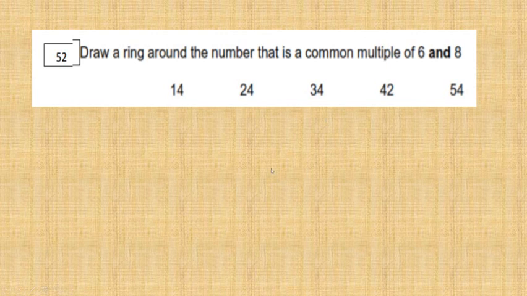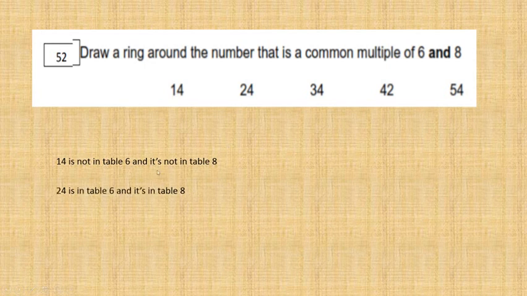The next question is: draw a ring around the number that is a common multiple of both 6 and 8. So first I have to take them one by one. I will take this 14. 14 is not in table 6 and is not in table 8, so I will not circle it. 24, it's in table 6 and again it's in table 8, so you have to circle it because this is an answer for this question.